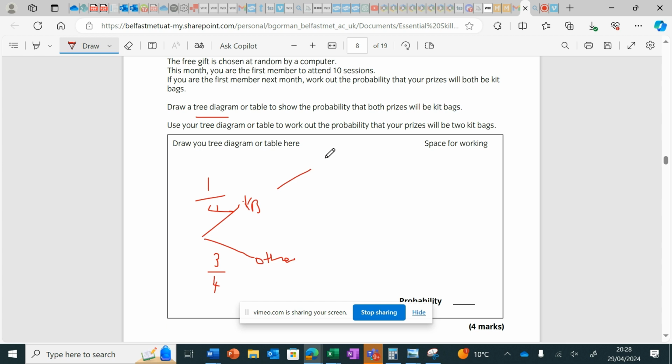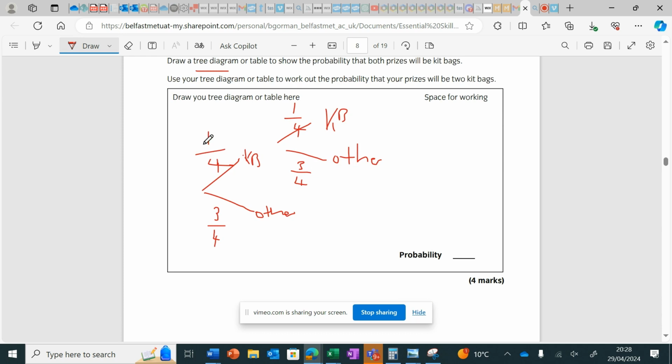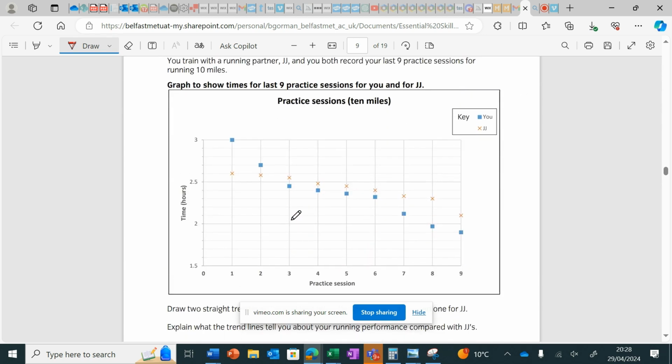Now the next month you want to win a kit bag again. So kit bag, or you can win something else. Now the raffle has restarted, the prizes have been put back in, so nothing changes. And it should look like that. Next, we have to work out the probability of winning a kit bag. Well, it's kit bag. It's got 2 fractions beside it. We write them down. 1 times 1 is 1, 4 times 4 is 16. So we multiply them.